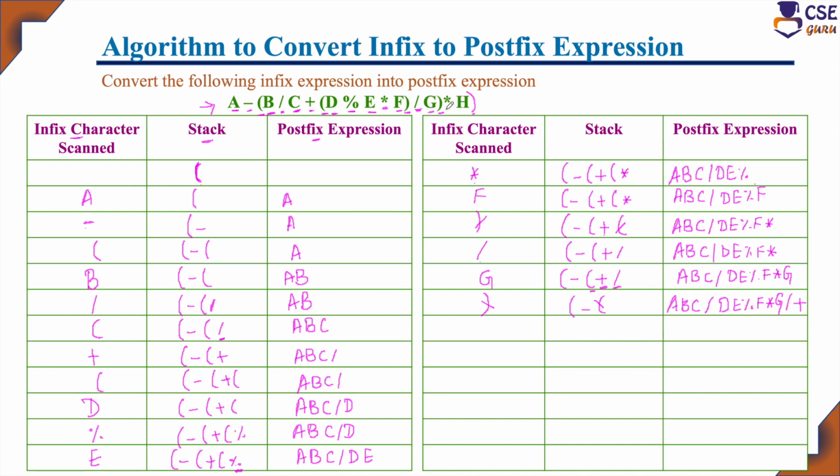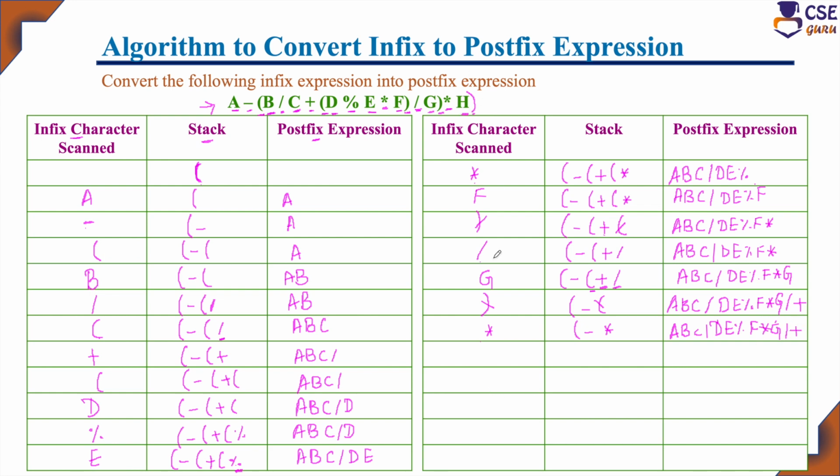Okay. And then next comes the star operator. The top element of the stack is minus operator. Minus operator is a lower precedence operator. Star is a higher precedence operator. So you can place the higher precedence operator on top of the lower precedence operator. Okay. And the expression will be ABC/DE modulus F star G slash plus, you will get it.